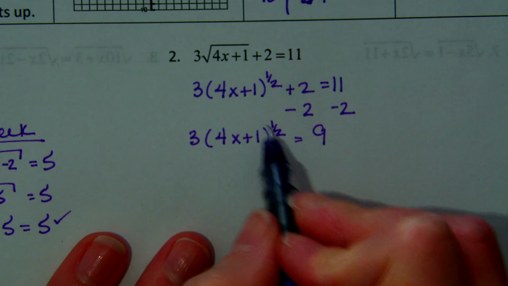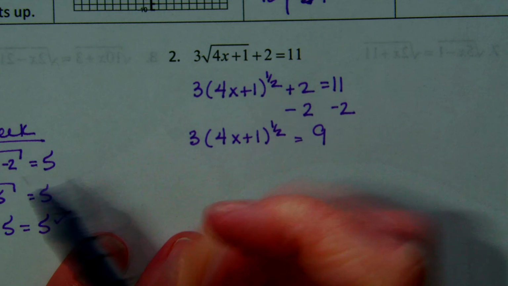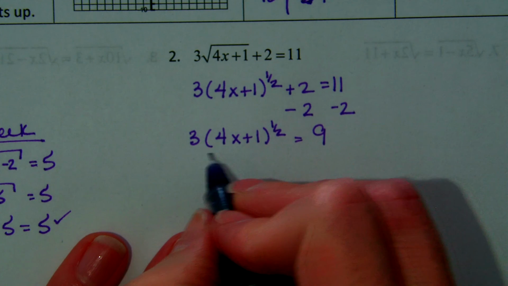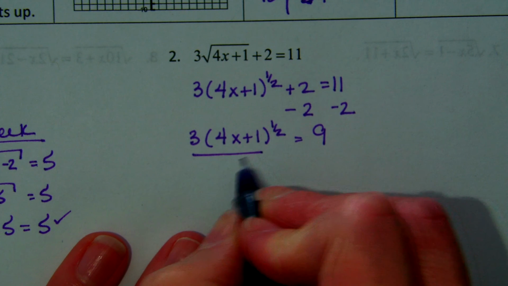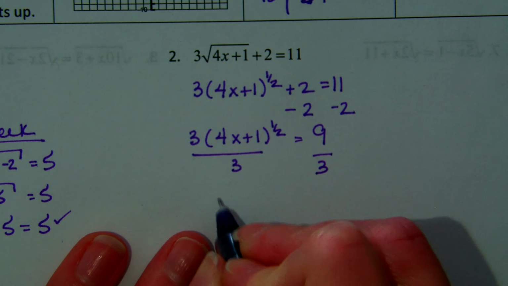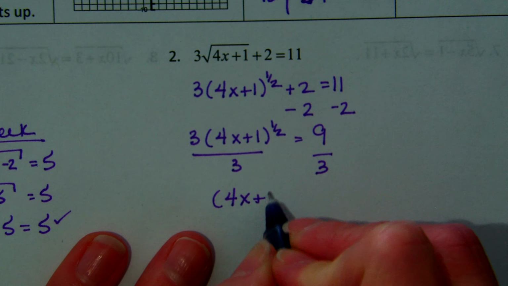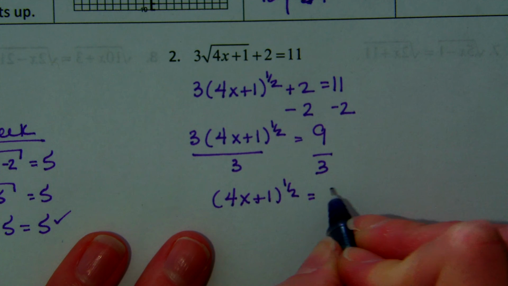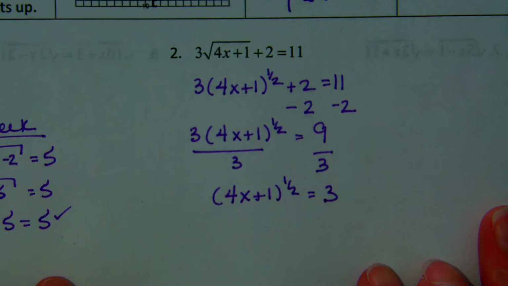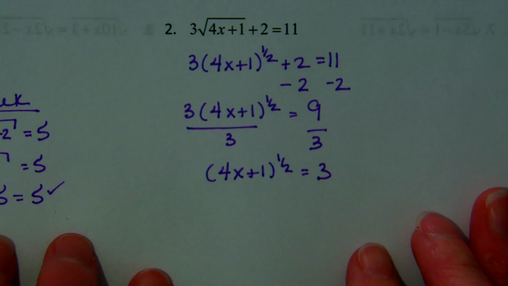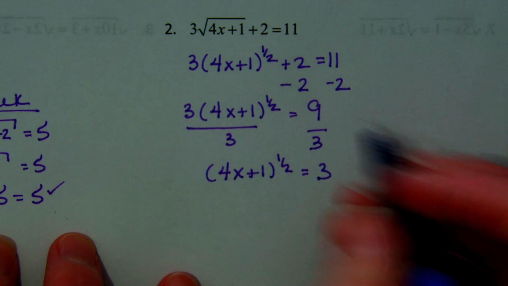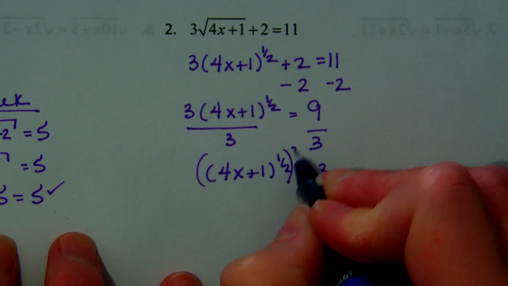And that 3 is still in my way. I need this parenthesis set completely alone, like the one in problem 1. And so I'm going to get rid of the 3 by dividing both sides by 3. And you get (4x + 1)^(1/2) is equal to 3. And now the parenthesis set is alone, so I can square both sides to get that 4x + 1 out. So I'm going to go ahead and do that.